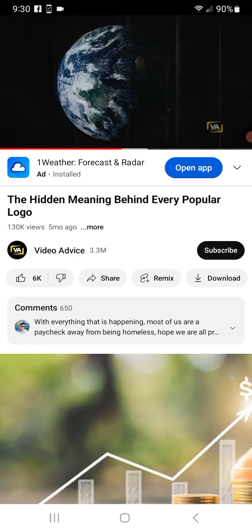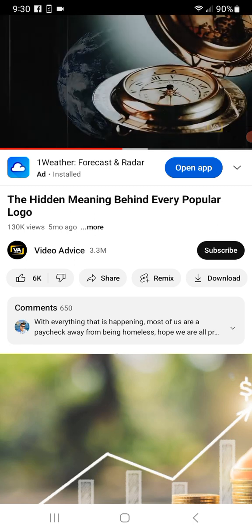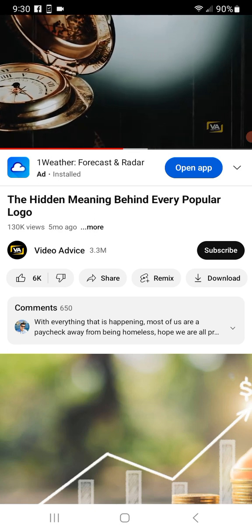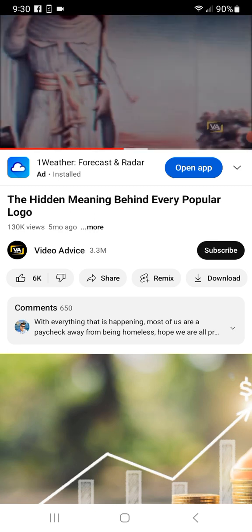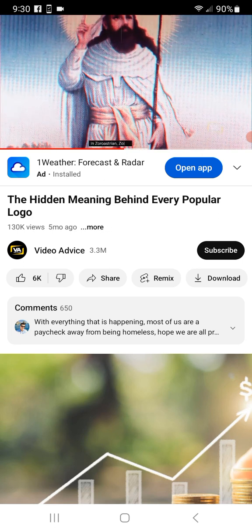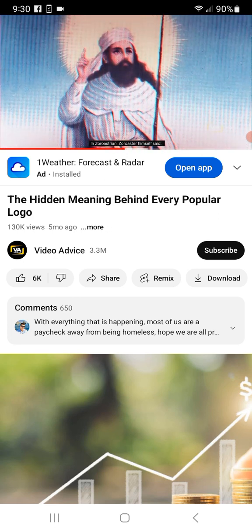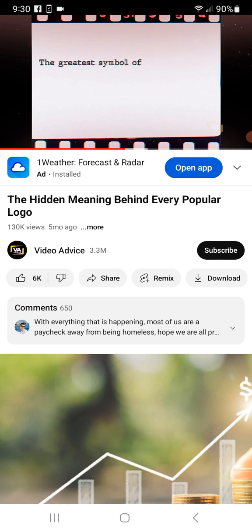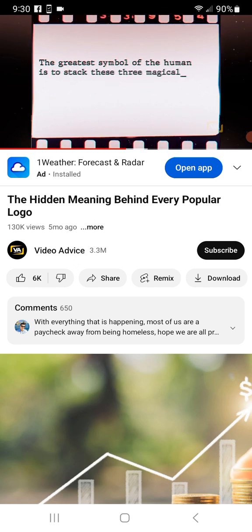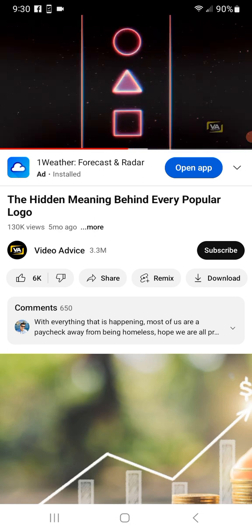And how do you navigate the globe? With a compass. And so you're back to this ruler and this compass aspect. And so in Zoroastrian, Zoroaster himself said that the greatest symbol of the human is to stack these three magical shapes together to create the symbol of the human. And so you have the circle, the triangle, and the square representing the symbology of the human.